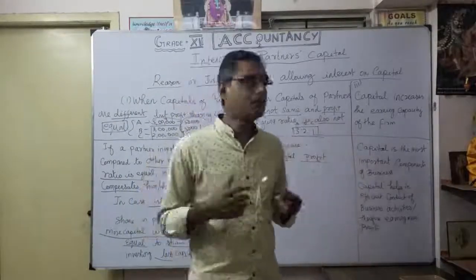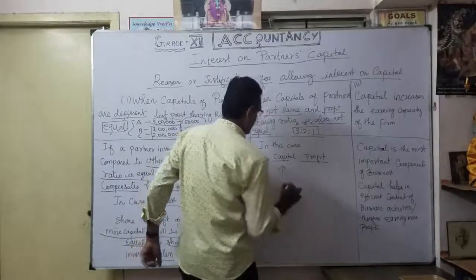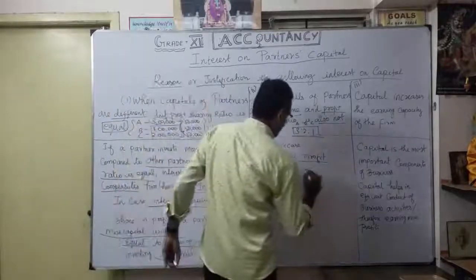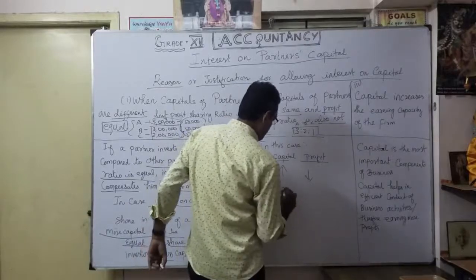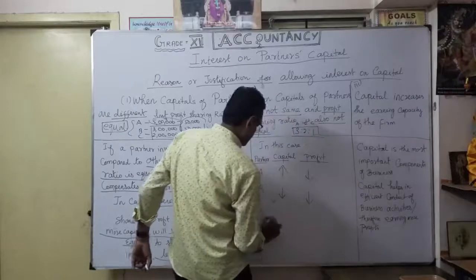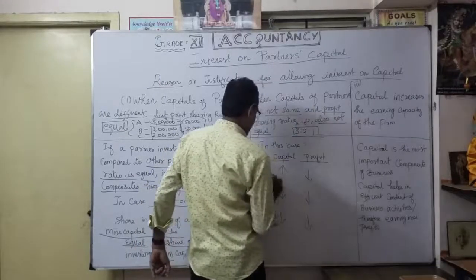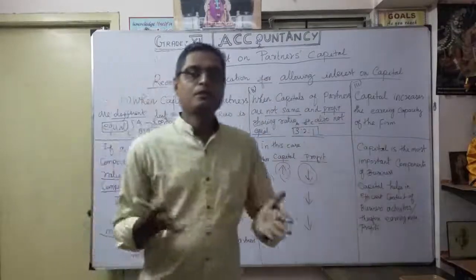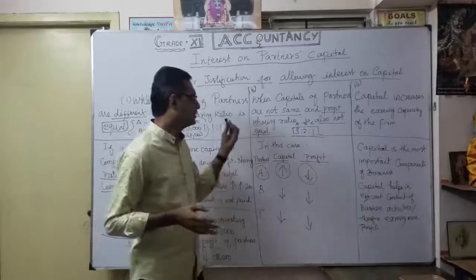So what will happen? As a partner, A's capital is more, but he will get maybe less profit. B, as a partner, has less capital, so naturally profit will be less. C has less capital, so profit will be less. So here A, even though he has more investment and more capital, is losing his share. So the sharing is not equal. Understood? That's this situation.